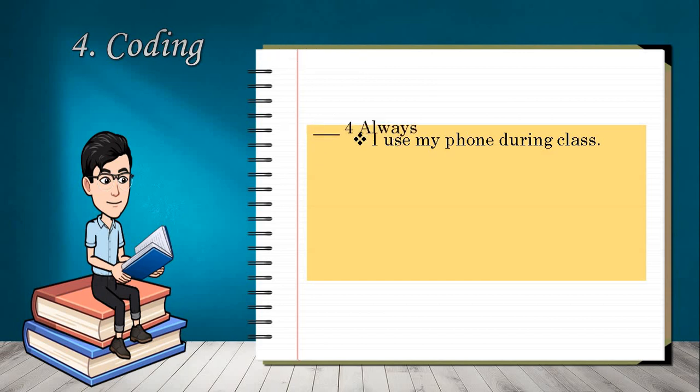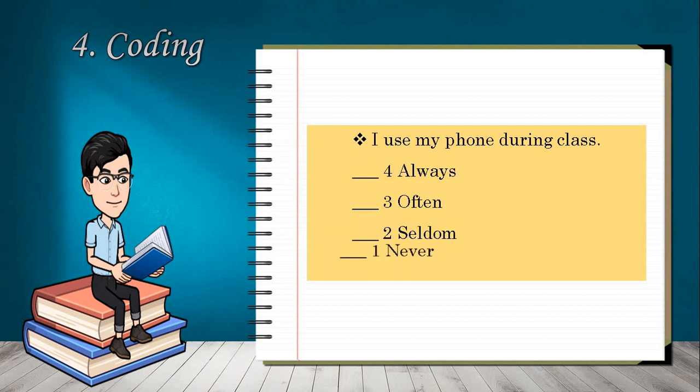So, for example, ayan, always. So, I use my phone during class. Always, often, seldom, or never. At yung legends ito ay may equivalent sa 4, 3, 2, 1. Mas magandang gamitin itong coding dahil meron siyang measurement.